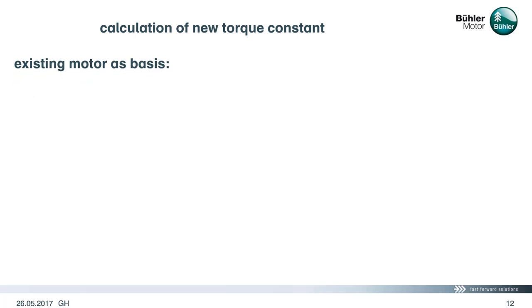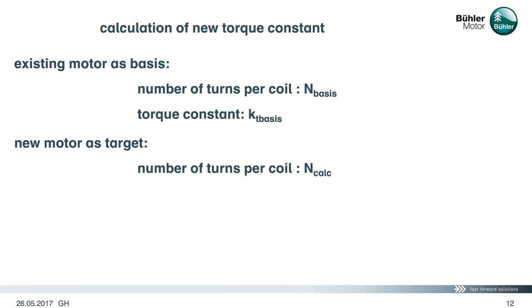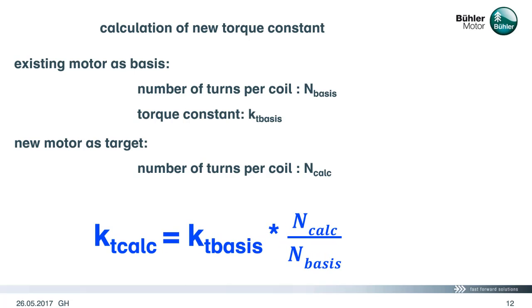Finally, the new torque constant K sub t can be calculated. Again, we have the existing motor as basis with its number of turns per coil N sub basis, and its torque constant Kt basis. For the new motor, we know the number of turns N sub calculated based on a direct proportional relationship between Kt and the number of turns per coil. The calculation looks as following.